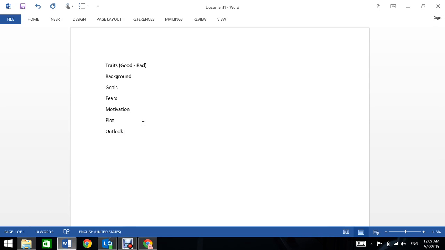Outlook, okay. So these are all things that we covered: the traits, the backgrounds, goals, fears, motivation, plot, and outlook. They are all really important aspects of your character's personality, and they really do make them more human, especially the traits and background. I think the flaws are something that people have a tendency of forgetting. I personally do too. Inserting them into the plot and making it work is really hard for me. Might be easy for other people.